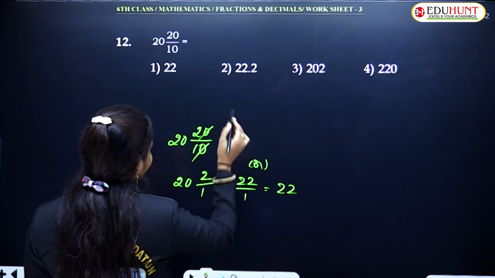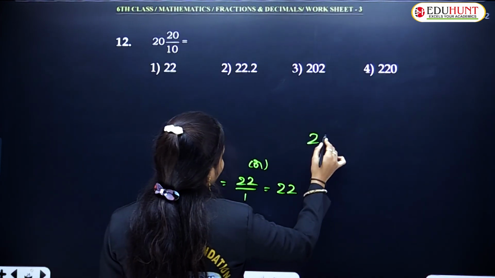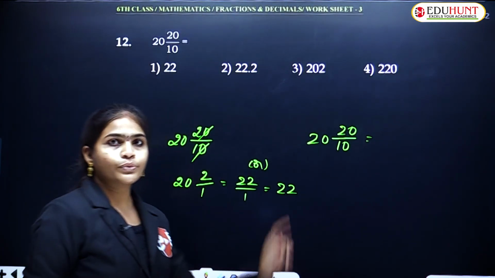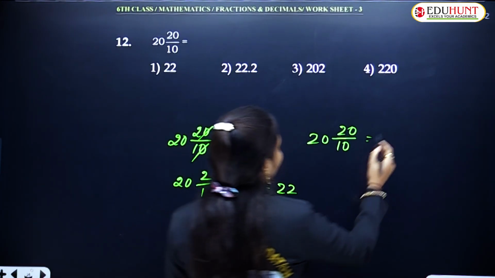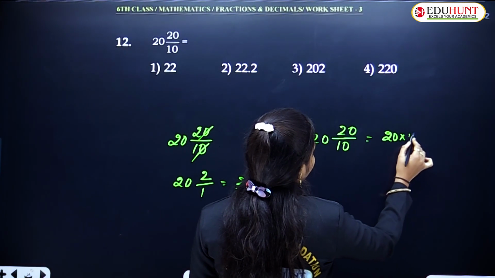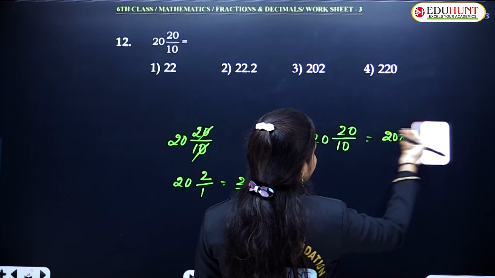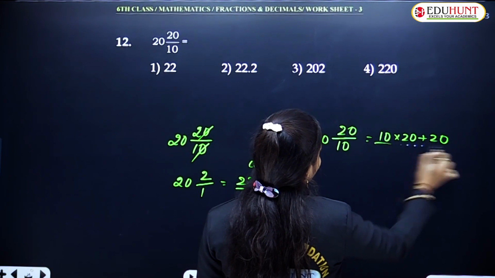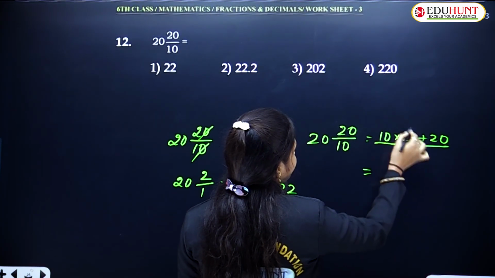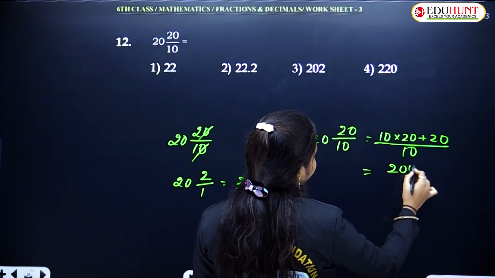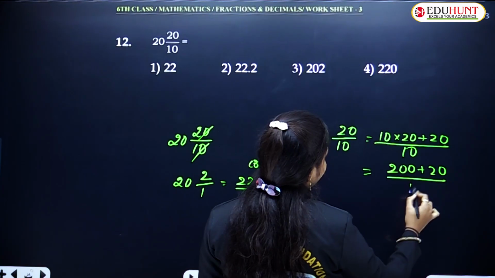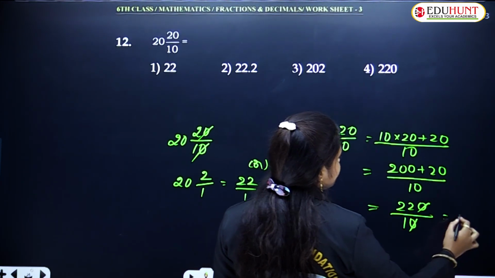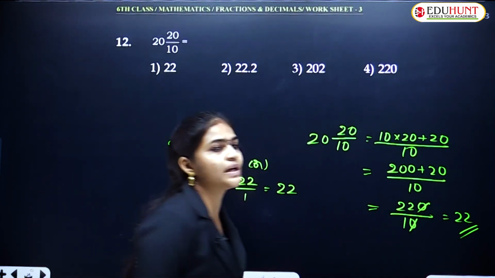Or here directly we can write this as 20 by 10. 20 into 10 is 200. 10 into 20 plus 20 whole by 10, which equals 200 plus 20 by 10, which equals 220 by 10. 0 and 0 get cancelled. Again you will get the answer as 22.